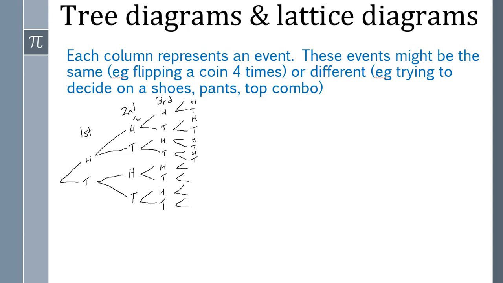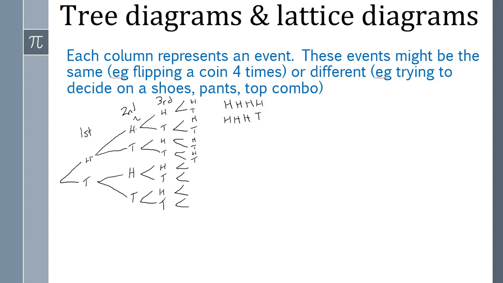When we eventually get through, we're going to have a look at all the options. So we could toss head, head, head, head, and we're going to make a list. Head, head, head, tail, and you work your way through it. When we're done, we're going to have 2, 4, 6, 8, 10, 12, 14, 16 possible options. So that's an example where they're all the same.